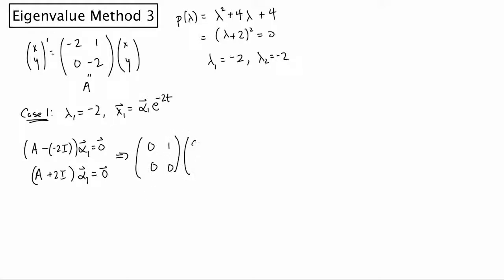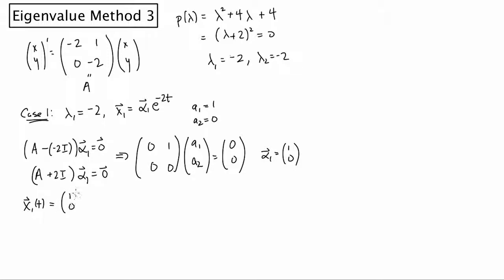And so you've got A1 and A2, and we need to set this equal to the 0 vector. What are the values of A1 and A2 that would work here? Well, if you study this closely, you can see that A1 would be 1, and then A2 could be 0. So alpha 1 is 1, 0, and my solution x1 is 1, 0, e to the -2t.